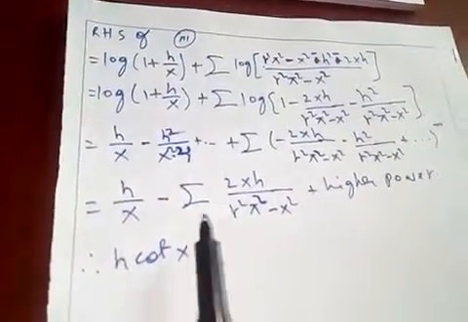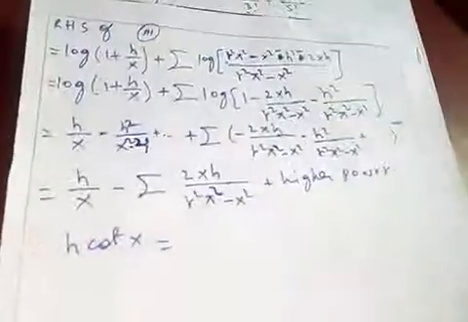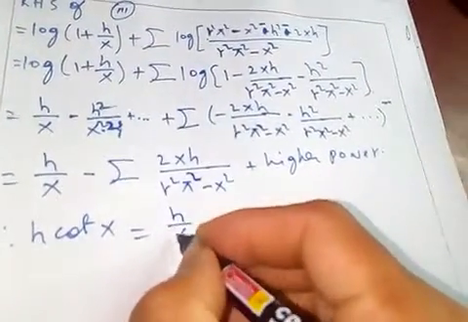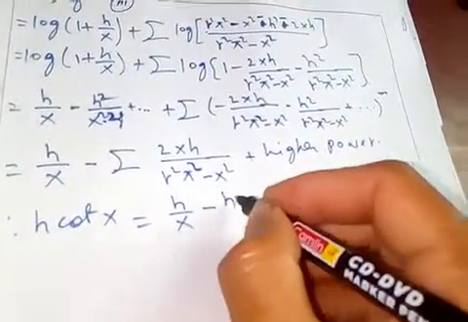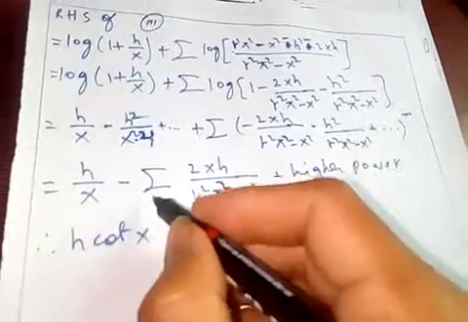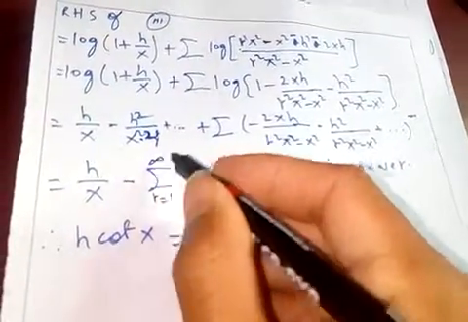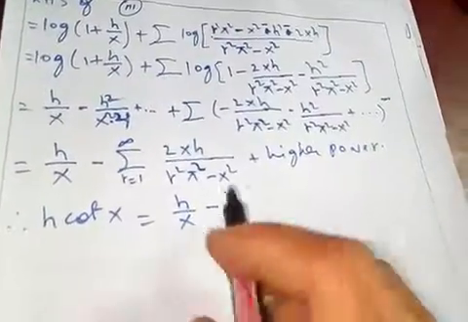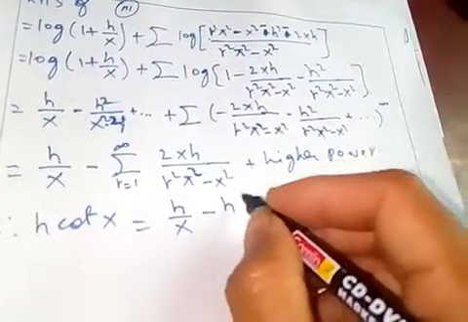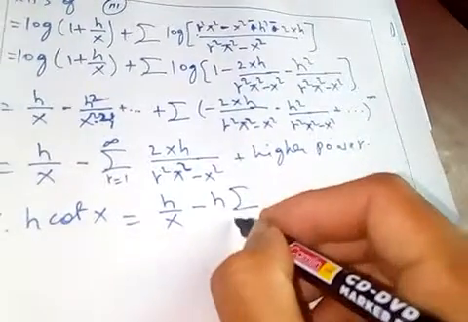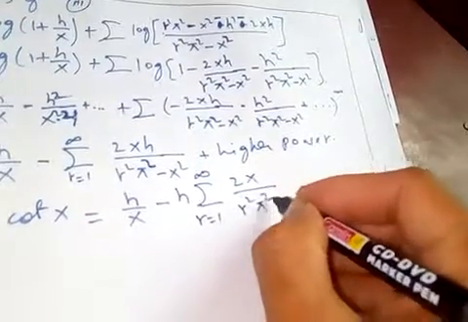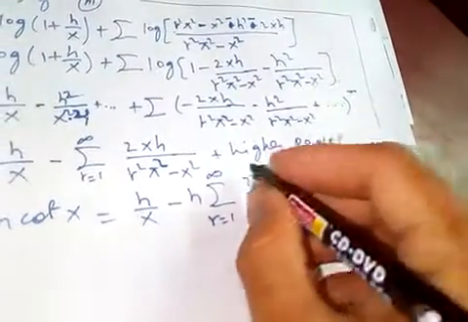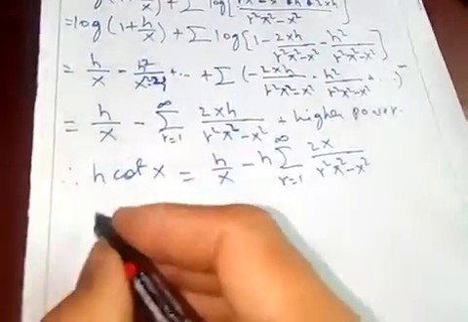The right hand side is here, we get this one, which is h over x minus, this h, let me take it out here. Before that, this is from r equal to 1 to infinity, so the r summation does not contain h. So from r equal to 1 to infinity, 2x over r square pi square minus x square, neglecting the higher power.